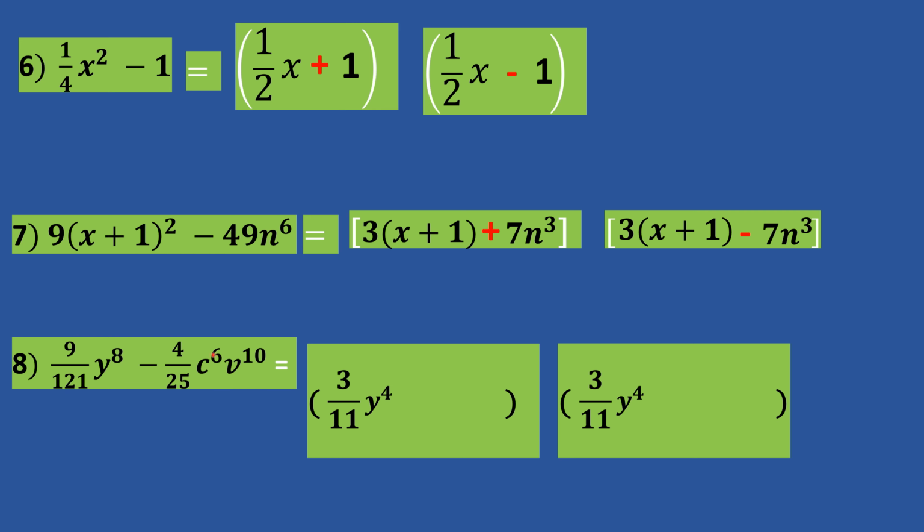So let's proceed to the 4 over 25. The square root of 4 is 2. The square root of 25 is 5. So the constant, we have 2/5. Where did we get the c cubed? C to the 6, its square root is c to the power of 3, because 6 divided by 2 is 3, while v to the 10 divided by 2 will be v to the power of 5. So that's it, and a plus and a minus.